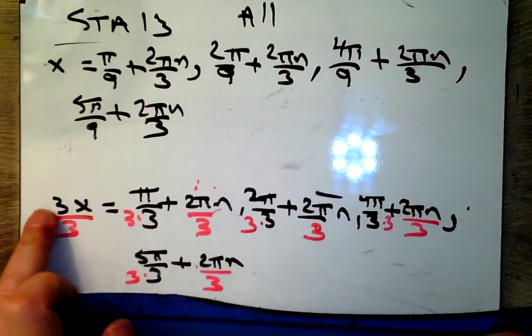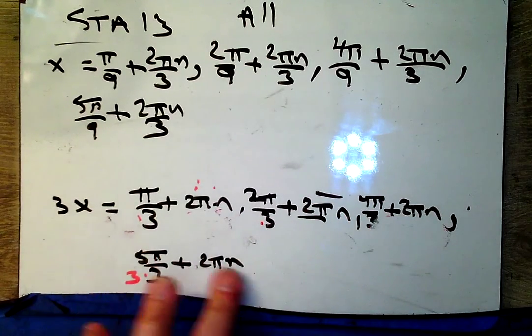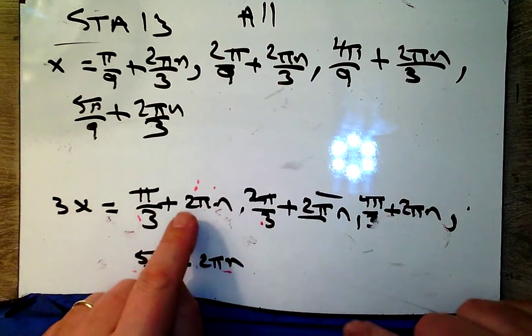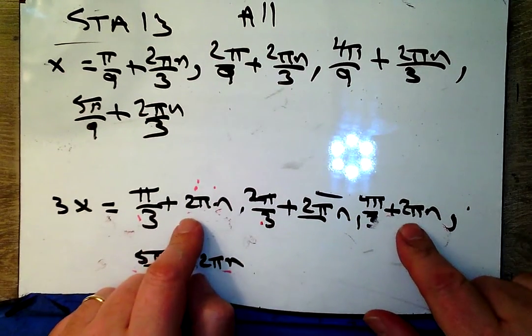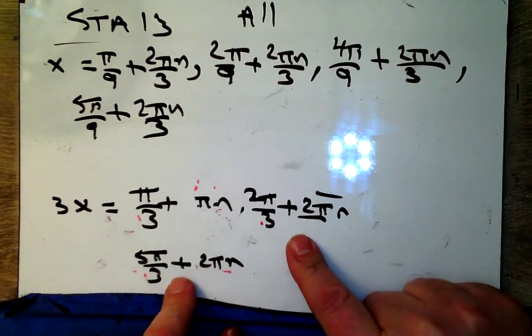Can't we at least just recognize that? And maybe the answer is no. In which case, yeah, that'll work. But look, these are pi apart from each other. So I don't need both of them. And these are pi apart from each other.